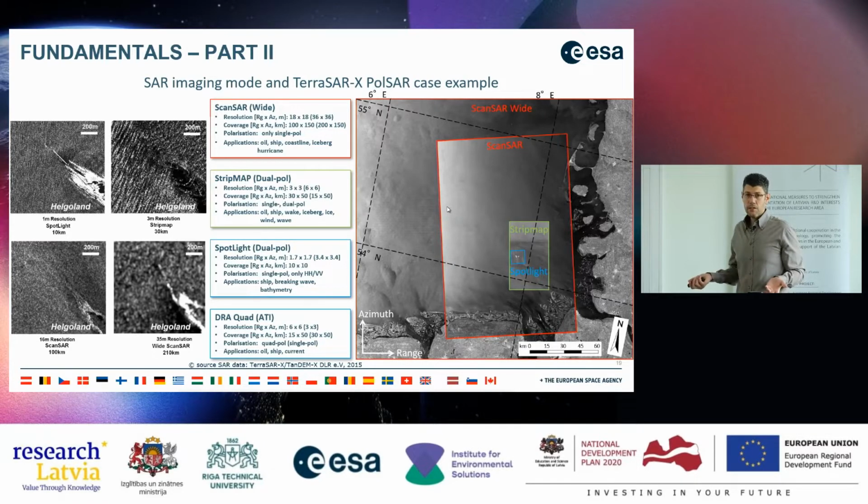So in which applications are these modes used? For example, the ScanSAR are normally used for oil, ship, coastline, and iceberg, where you have very large coverage. Strip map are also used for oil and ship, also for wake, iceberg, and specialized for wind and wave estimation.